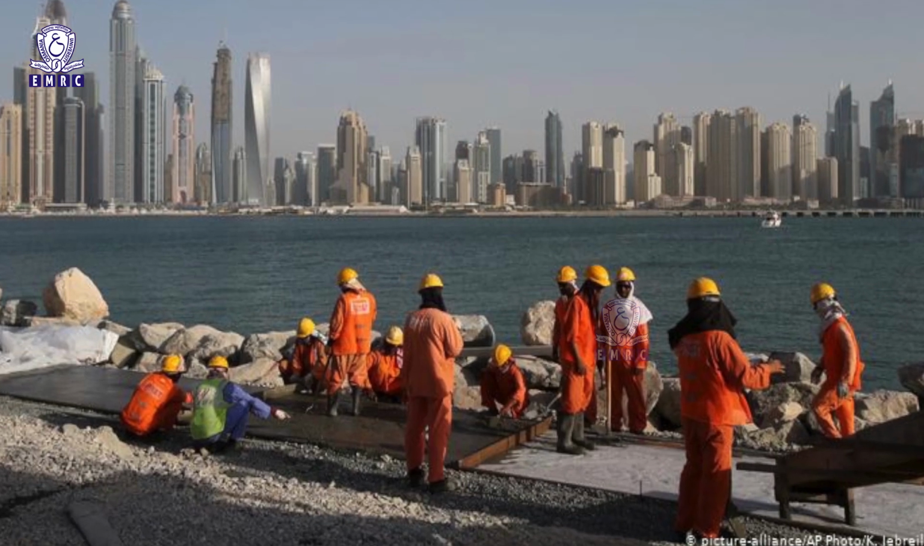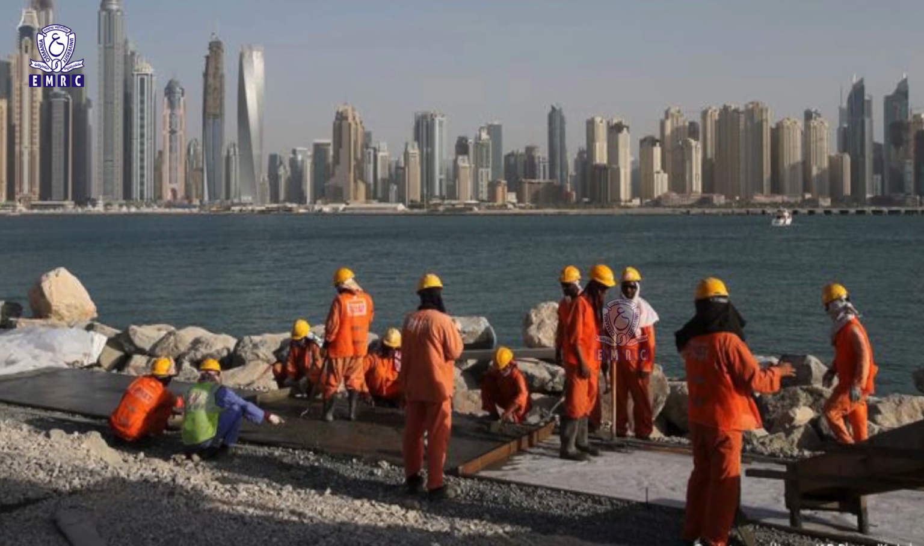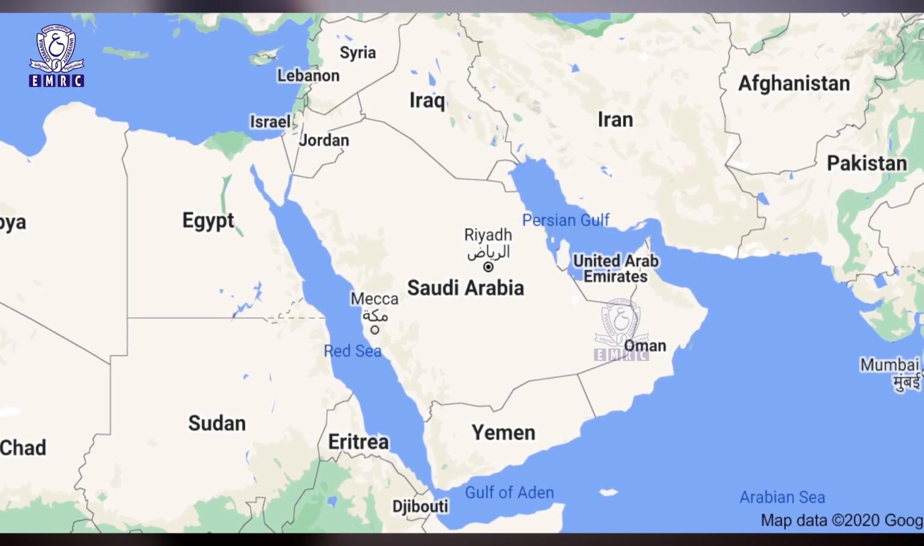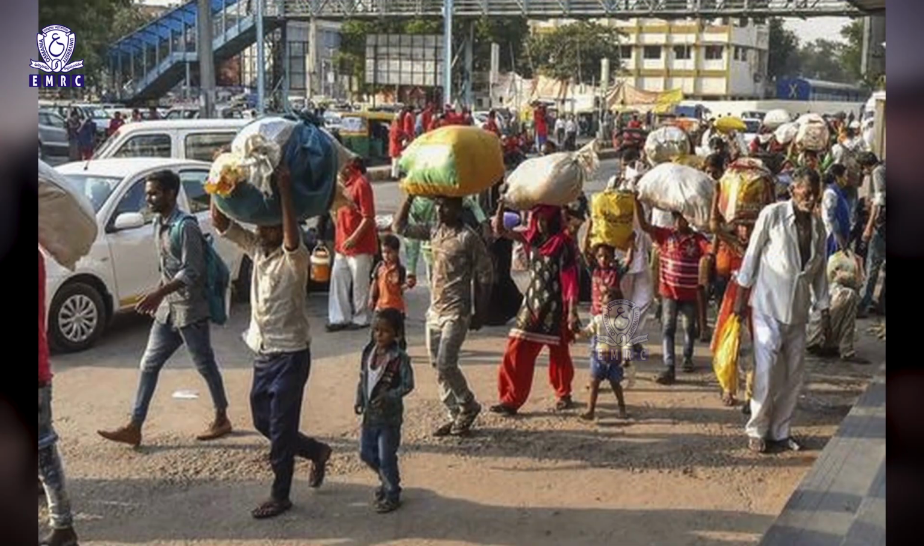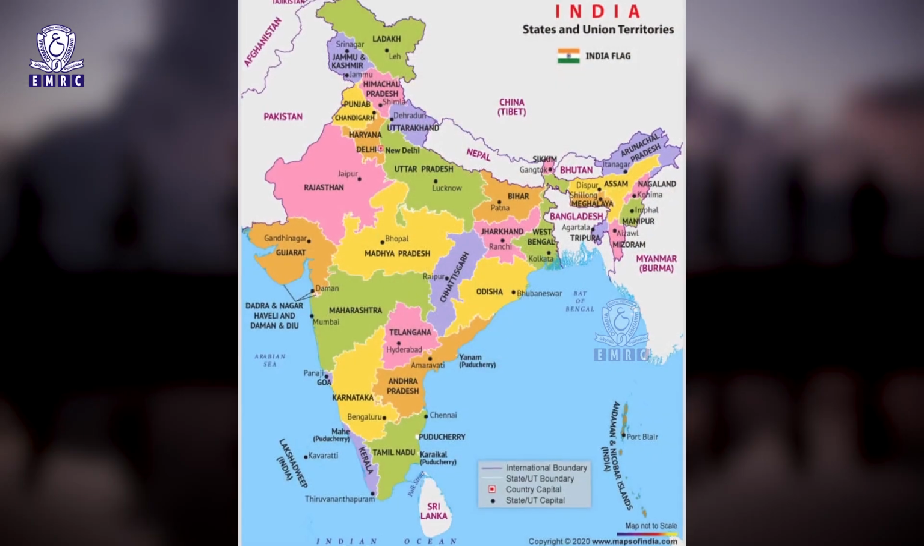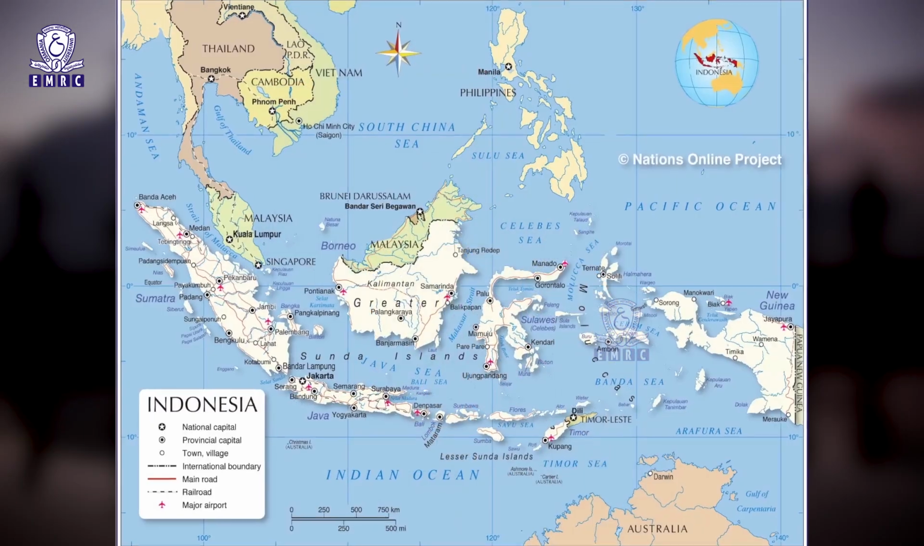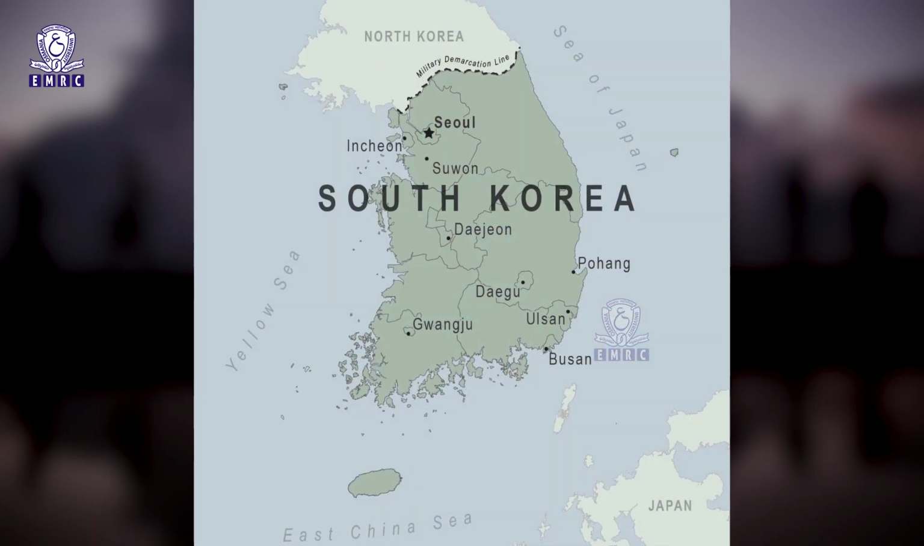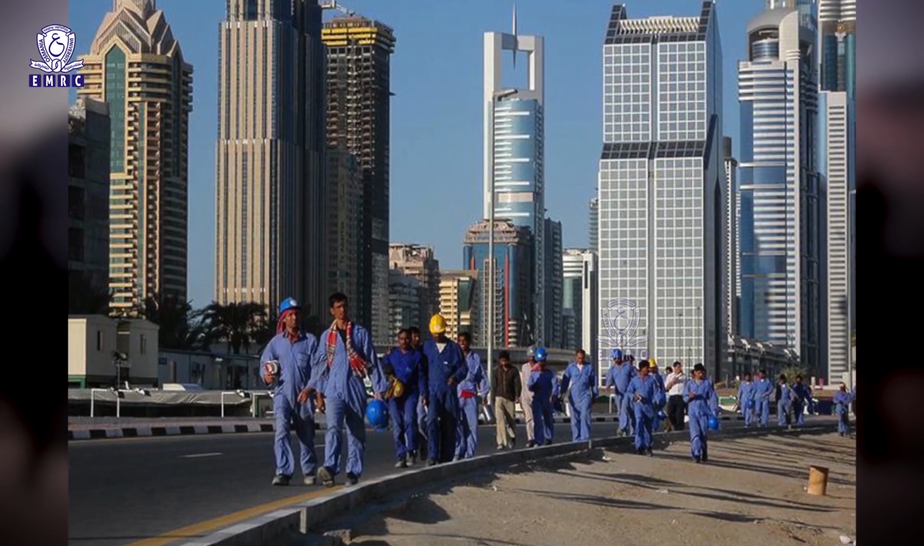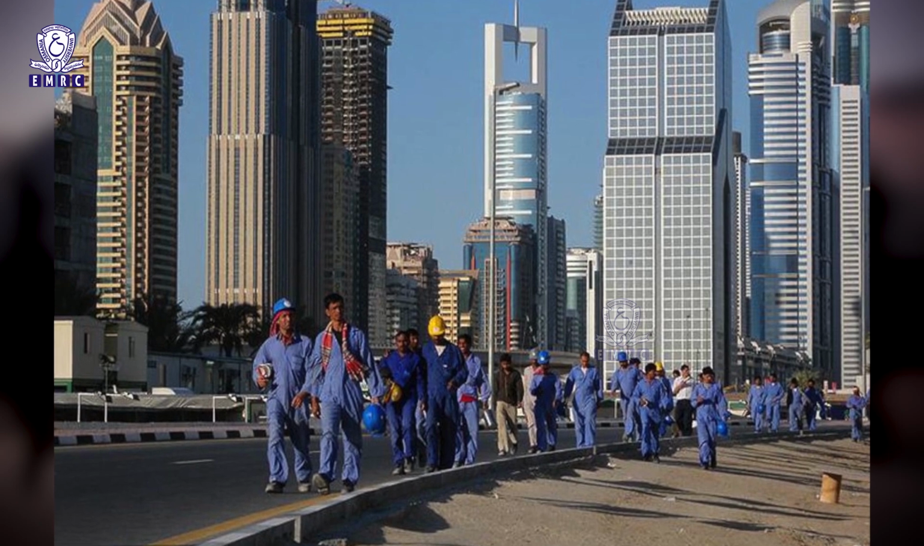Men are more prominent in international migration than women. In the Gulf countries and in Saudi Arabia, there are a large number of immigrants from India, Pakistan, Bangladesh, Sri Lanka, Indonesia, Philippines and South Korea, and over 85% of them are male workers.